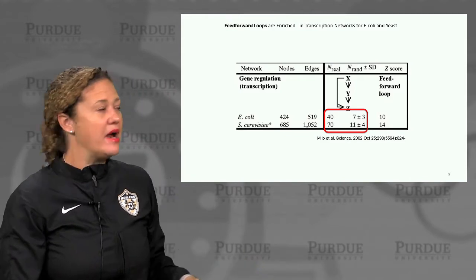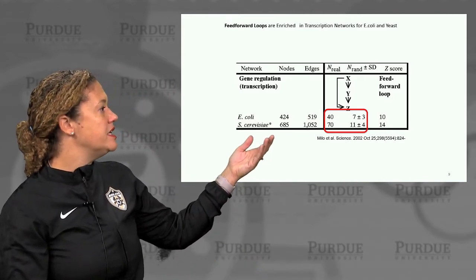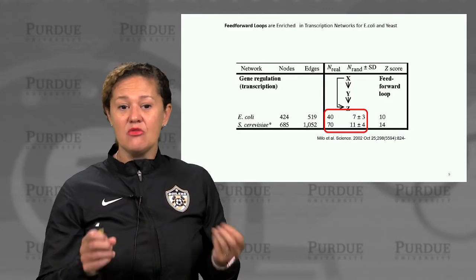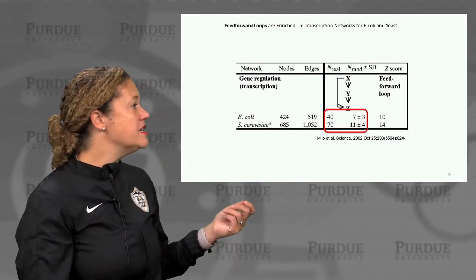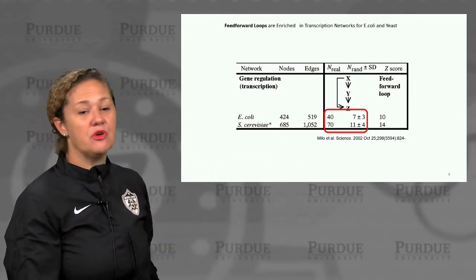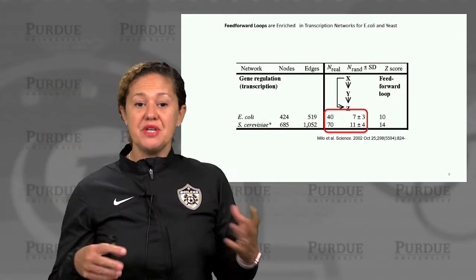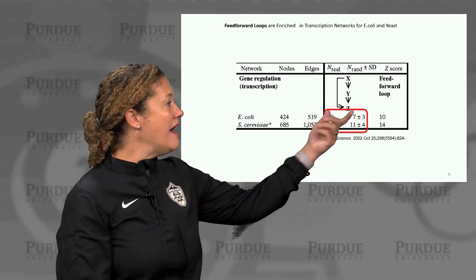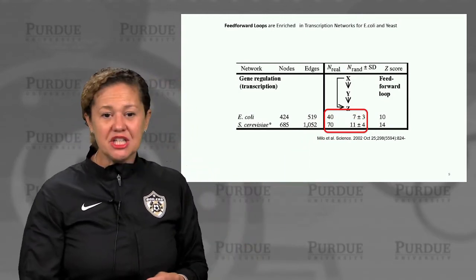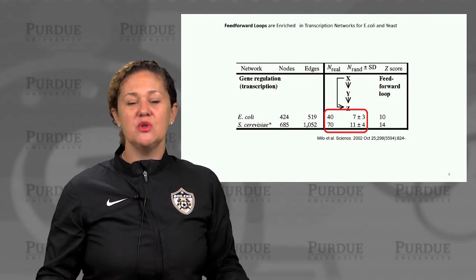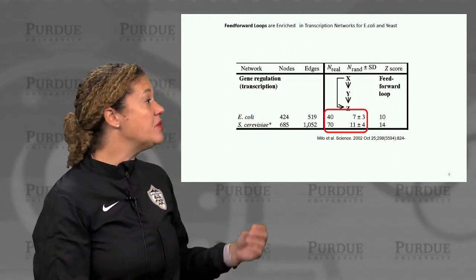So we can do that, right? We could take 424 nodes and just keep adding edges at random, connecting them, until we sum up to the same number of edges, in this case 519. And we can do that multiple times and ask, on average, and with what variation, do we observe feed-forward loops in those random networks? And then we can compare.